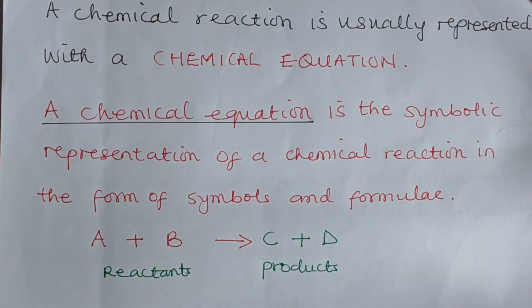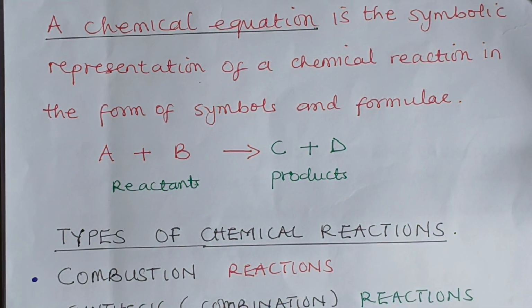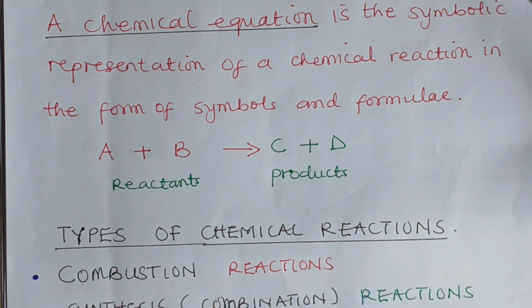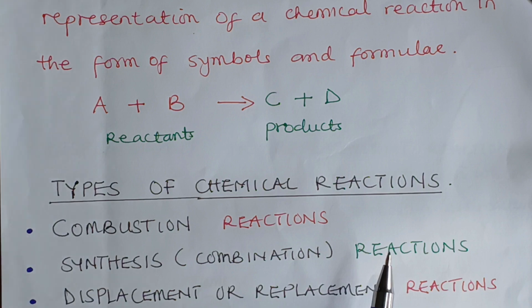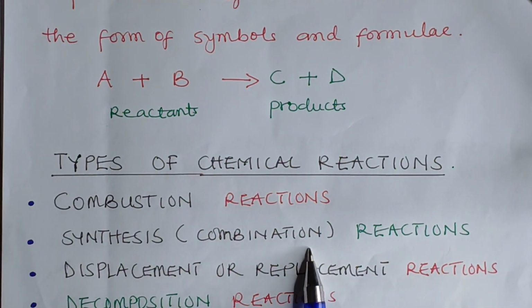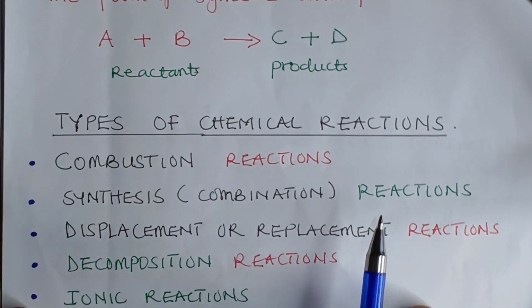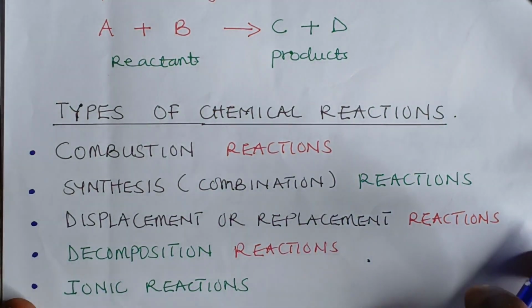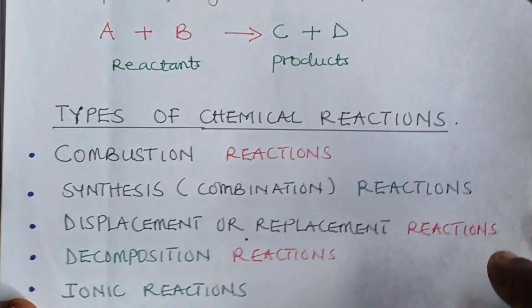Now, we have different kinds of reactions to show the different reactions that occur. The major ones, though we have other types, but they are still under these major types of reactions. We have combustion reaction, synthesis or combination reaction, displacement or replacement reactions, decomposition reactions, and also ionic reactions. So we are going to be treating each of these reactions one by one, looking at their examples.